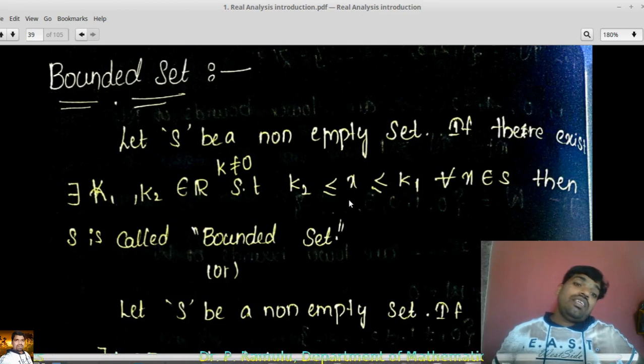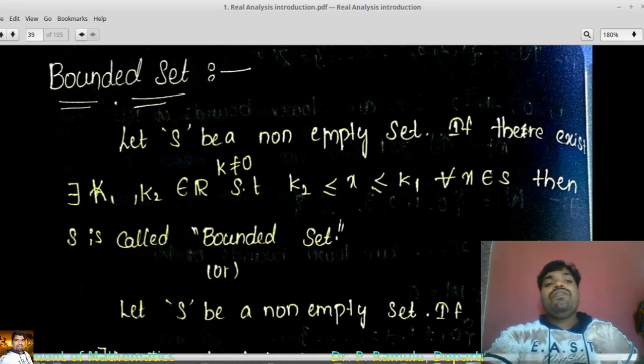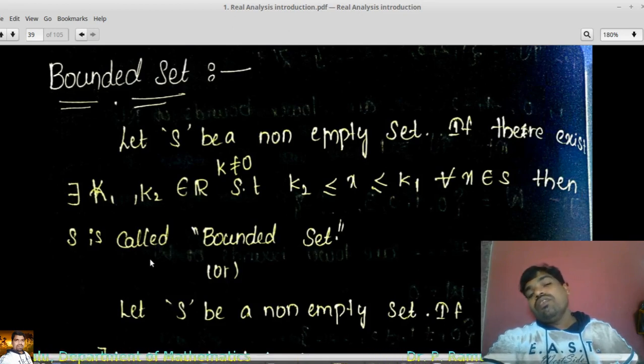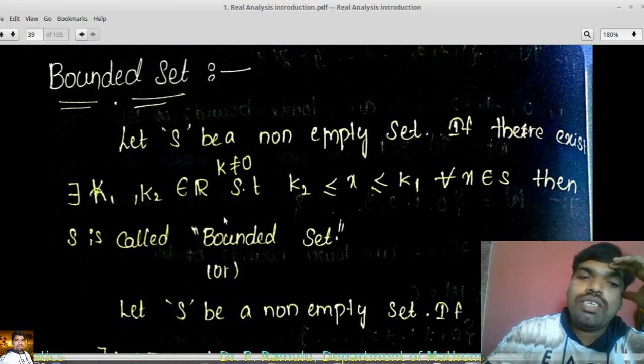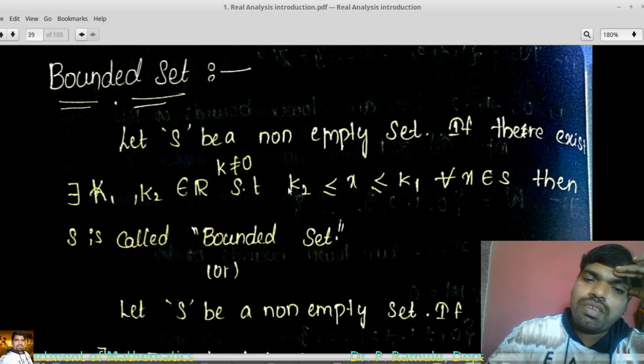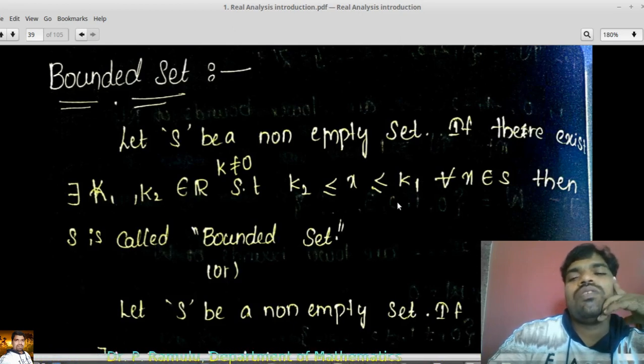What is a bounded set? Let S be a non-empty set. If there exist k1, k2 belonging to R such that k2 is less than or equal to x, which is less than or equal to k1, for all x belonging to S, then S is called a bounded set. Last time we discussed lower bound and upper bound, where we took only k1 or k2. Here I am taking k1 and k2 both. That means this is the definition for lower bound, and this is the definition for upper bound. The condition k2 less than or equal to x is the lower bound, and x less than or equal to k1 is the upper bound. If you take one condition, it only works for the lower bound or the upper bound. If I take both conditions, it defines a bounded set.